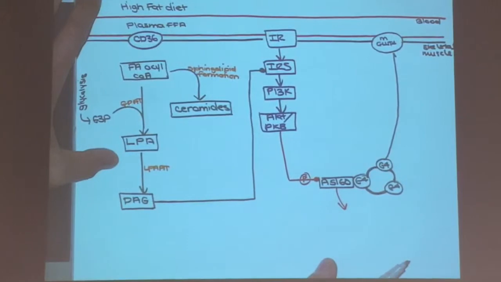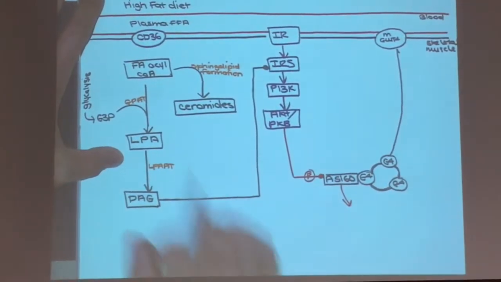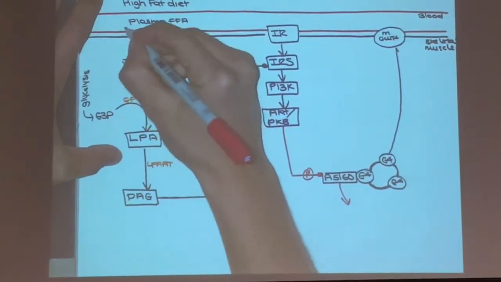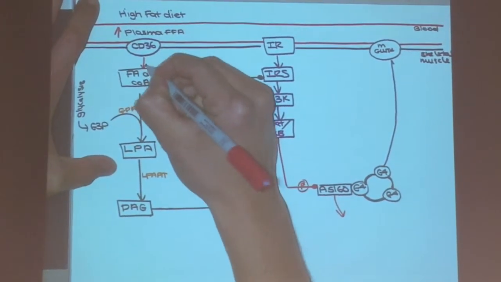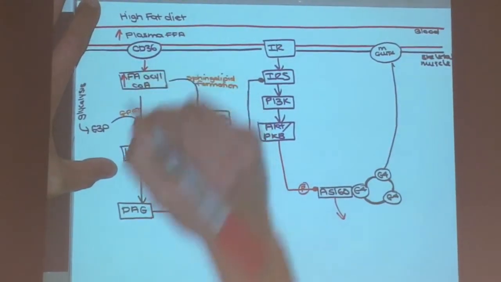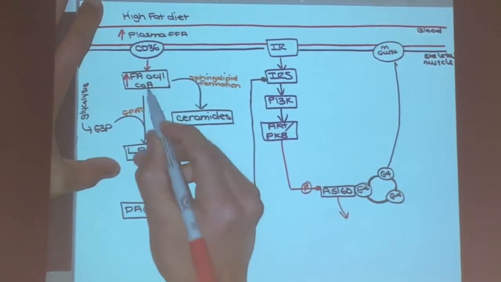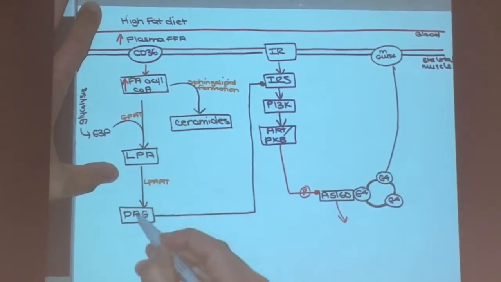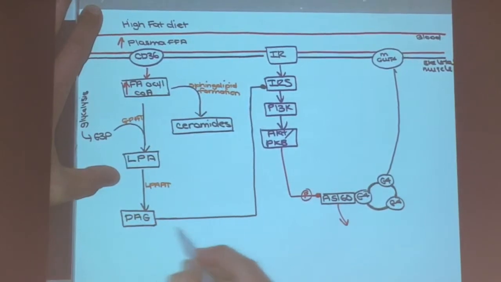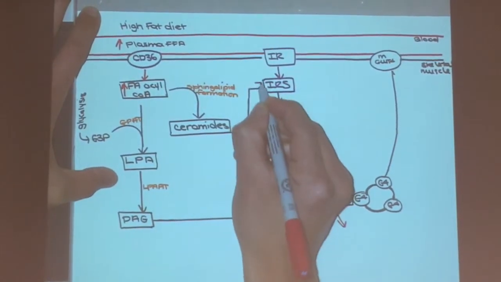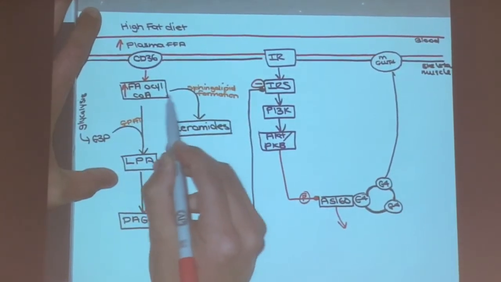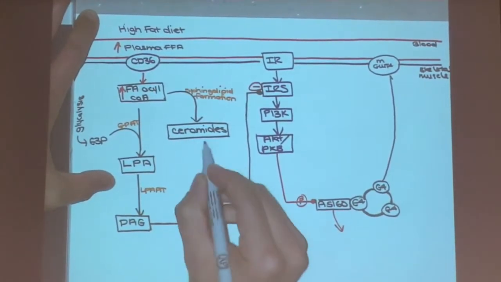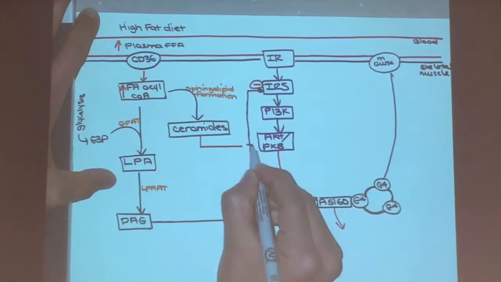As presented in the question, a high-fat diet will result in an increase in blood plasma fatty acids. This will then result in more fatty acids in the muscle, which can then go through two separate pathways. It can go through the reesterification process, increasing DAGs and therefore inhibiting IRS, and it can also go through the sphingolipid formation and increase ceramides, inhibiting AKT.